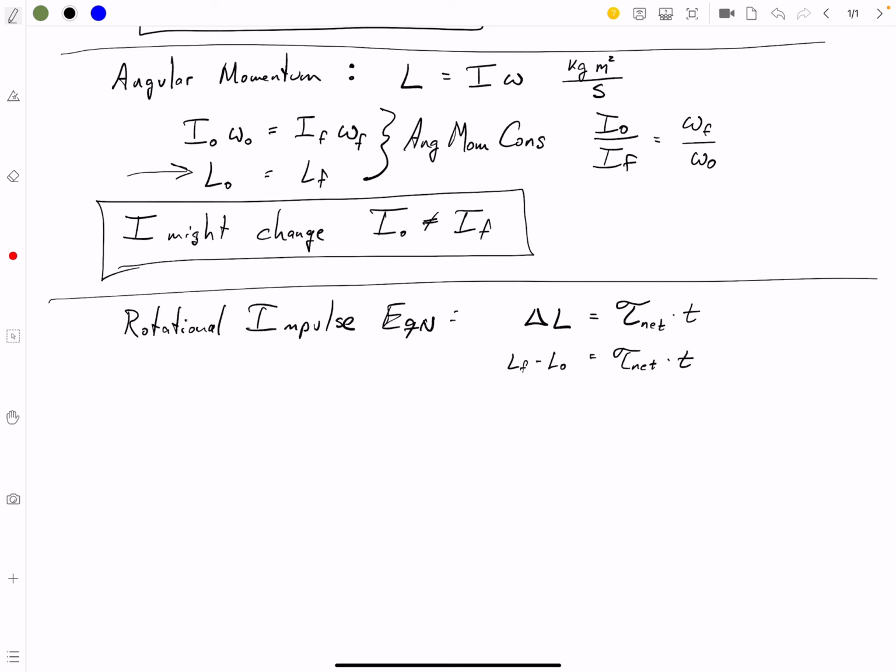For LF to equal L naught, what does this have to be? Zero, right? So then all of a sudden LF equals L naught, and we're back to conservation of angular momentum.